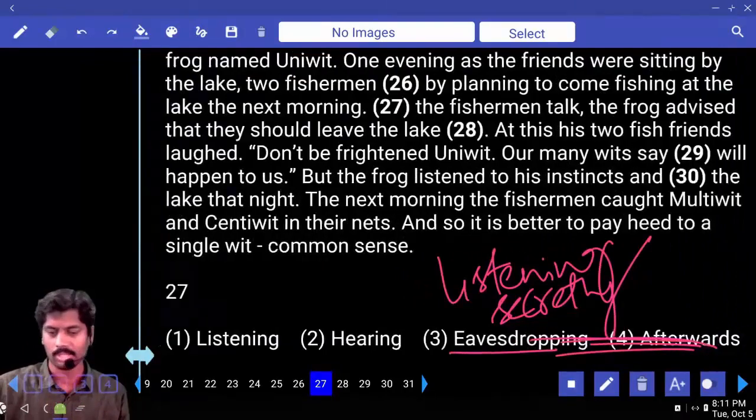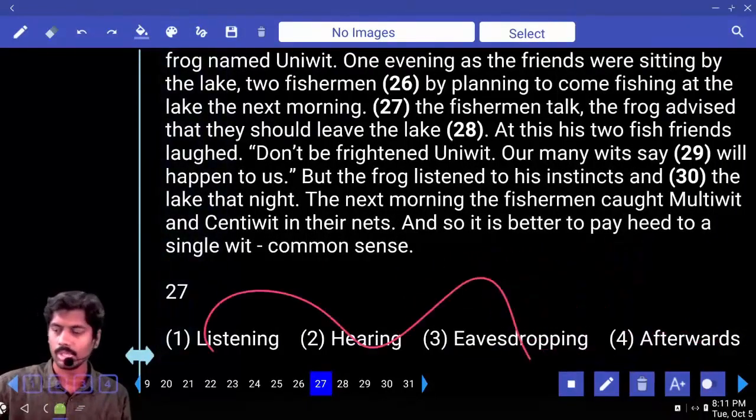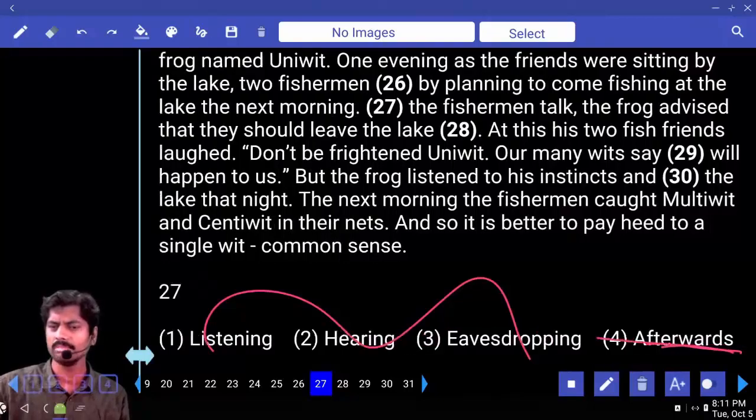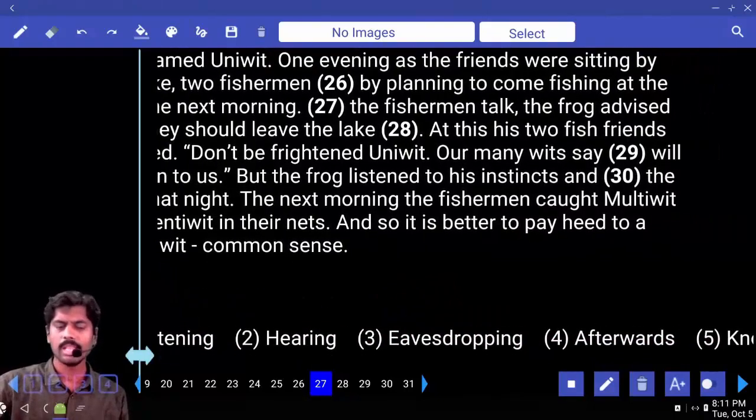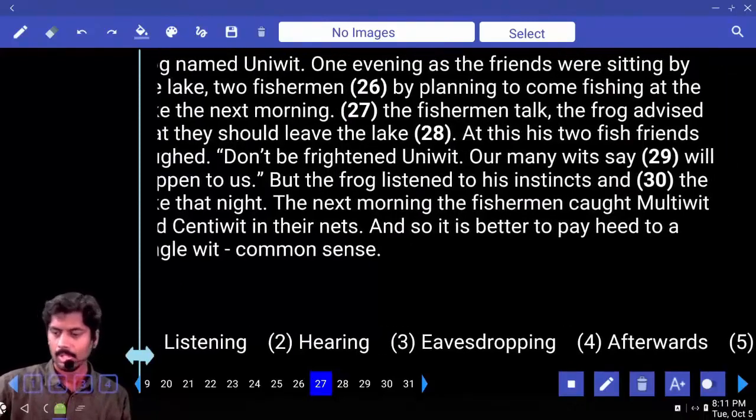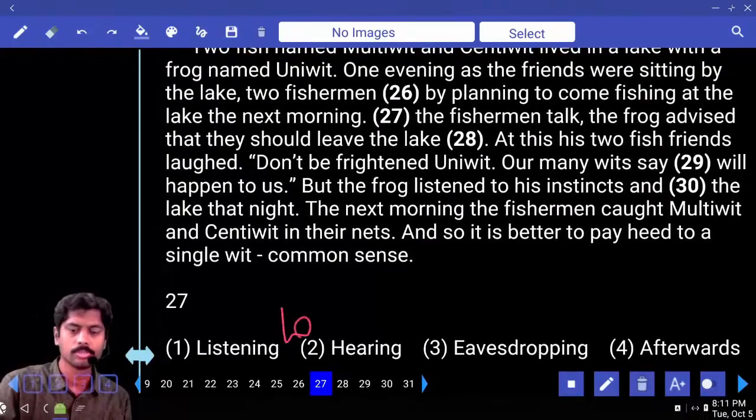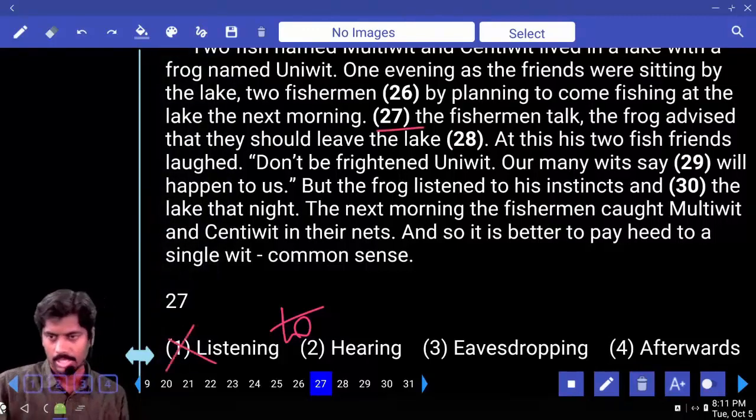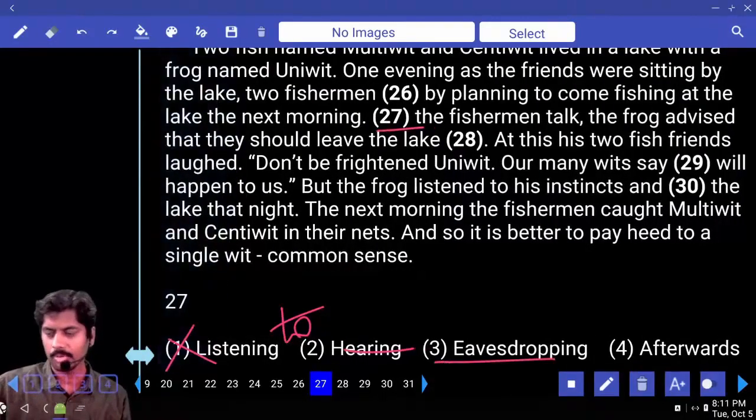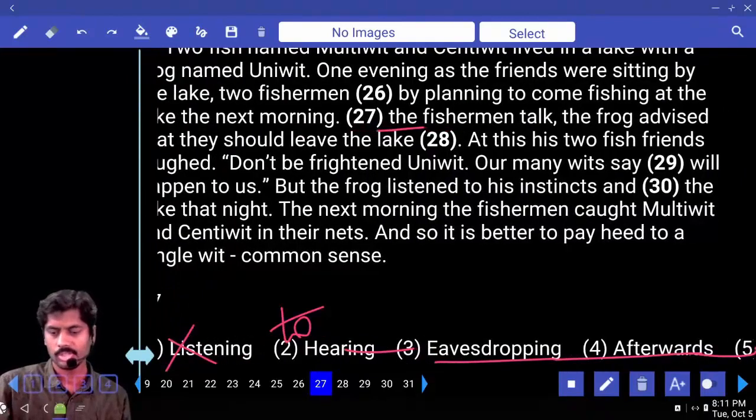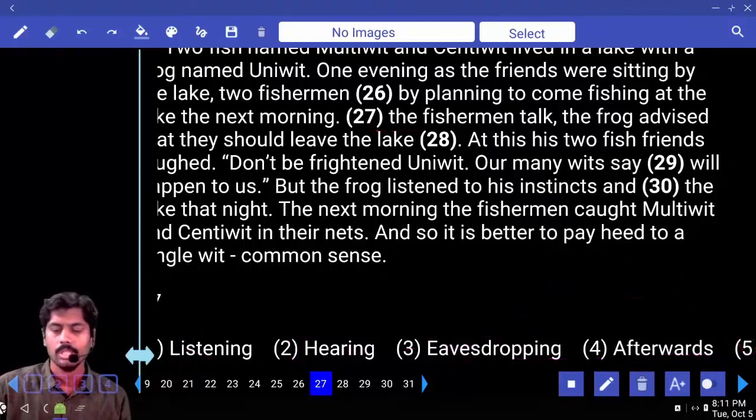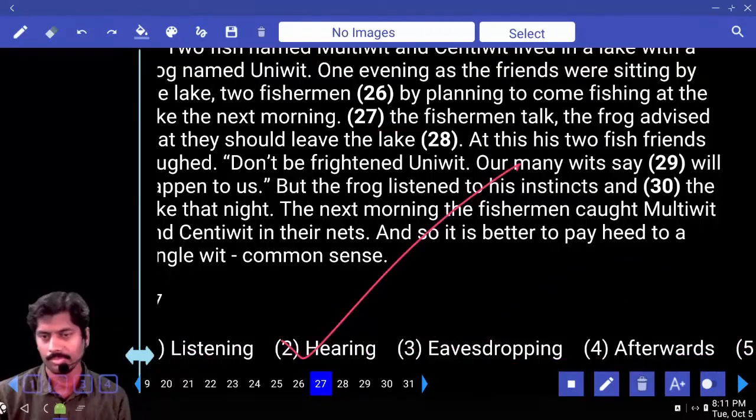Afterwards and knowing. Answer 1, 2, 3. Knowing the fisherman talk or knowing? Grammatically 1, 2, 3, 5. But listening always takes 2. But after the blank 2 is not given, first one wrong. Hearing them talk, eavesdropping them talk, knowing. Answer 2, 3, 5. Second option, not knowing, hearing them talk.